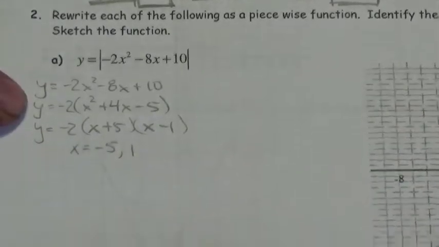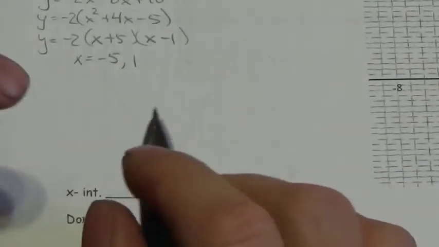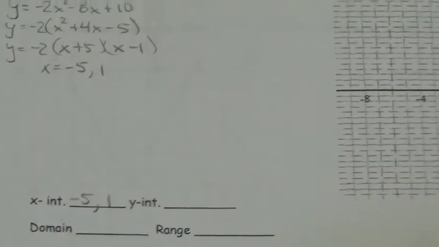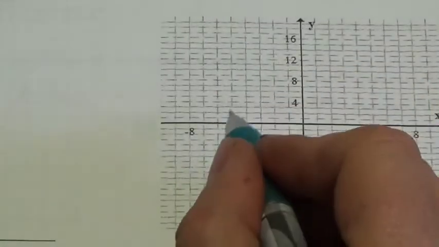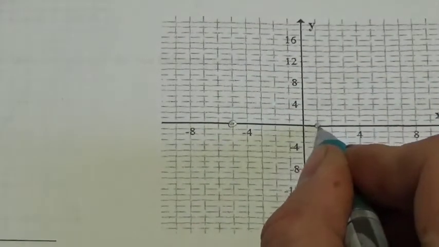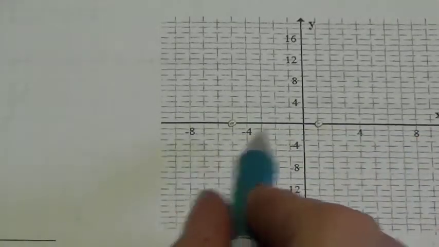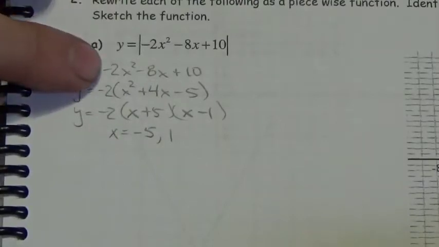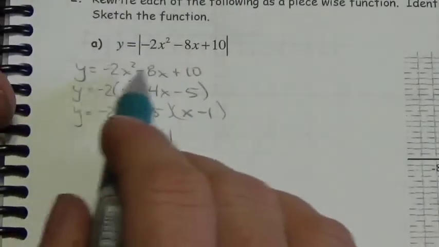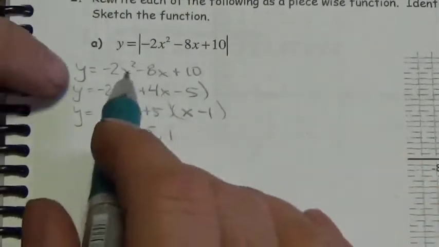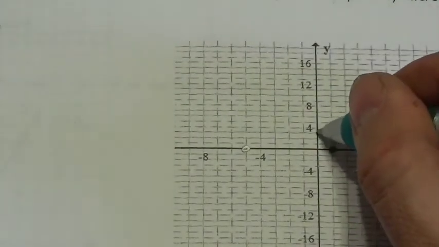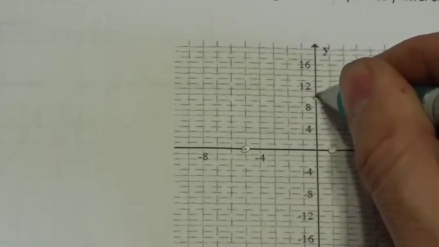So my two x-intercepts here are going to be -5 and +1. I already know that my x-intercepts are going to remain invariant. So already I can come over here to my graph. I know they're going to be out here at -5 and +1. I can draw those in. Good. For my y-intercept, I can go right to the original function. If you substitute 0 in for x there, it's going to get you 10. So my y-intercept is 10. Up here on my graph, my y-intercept is going to be 10.